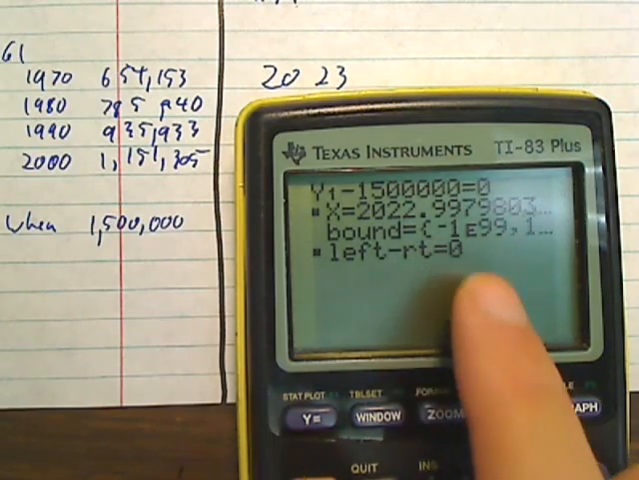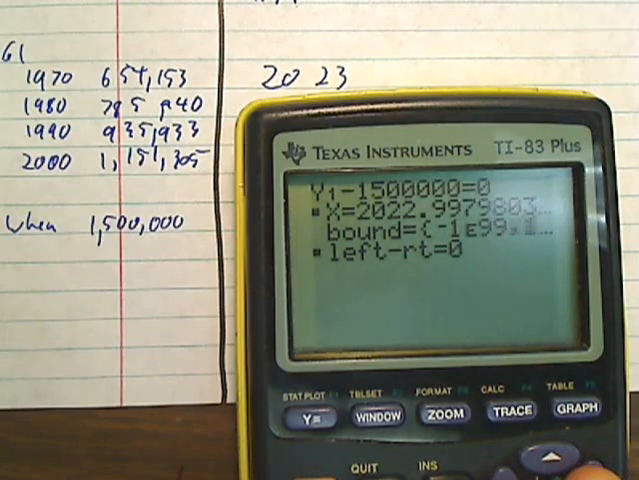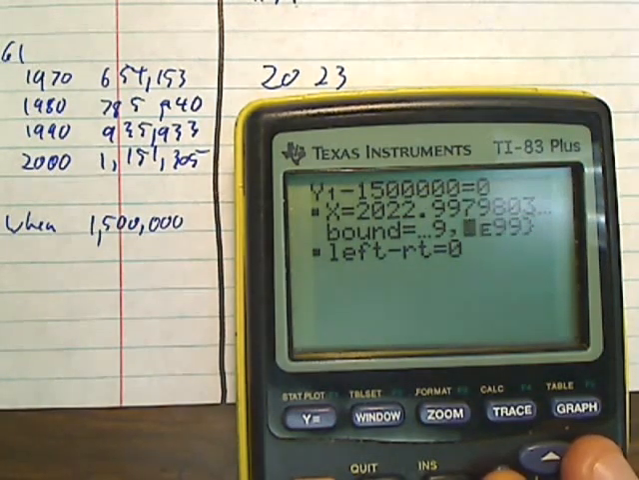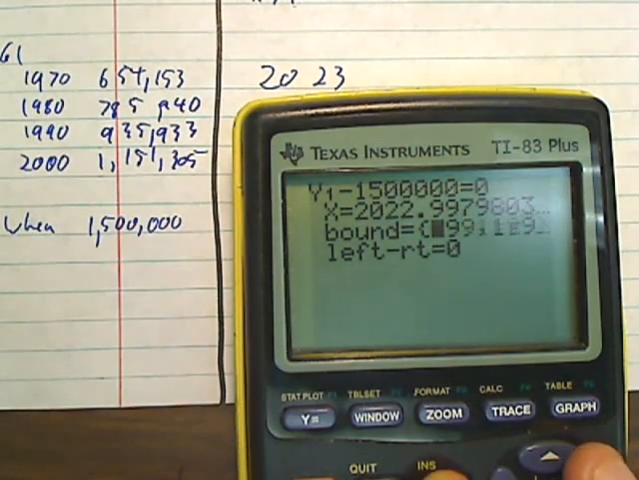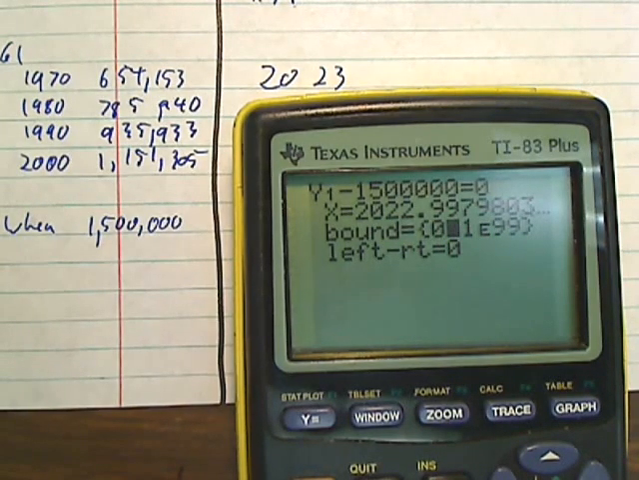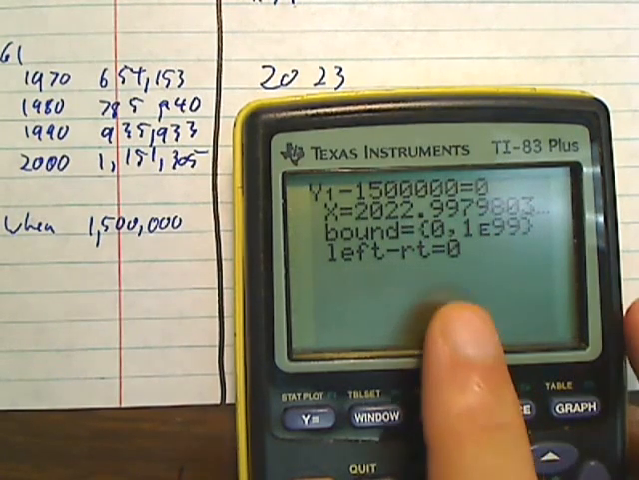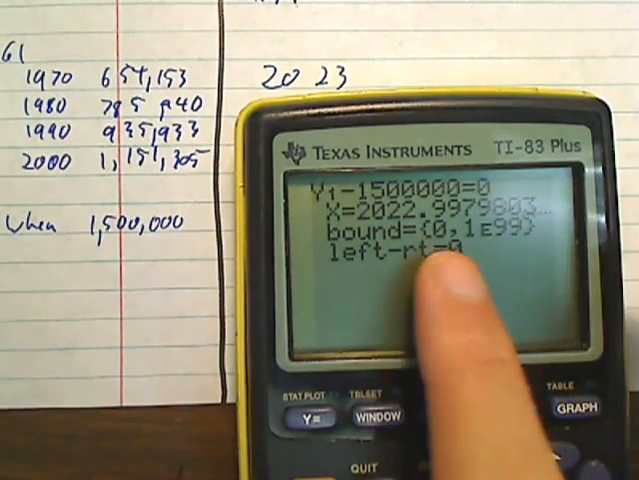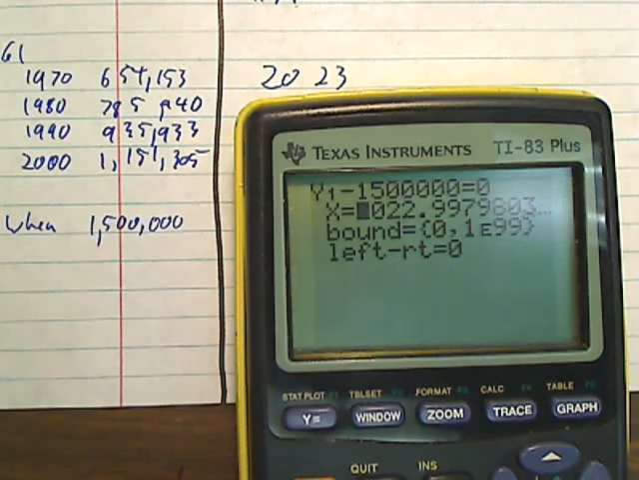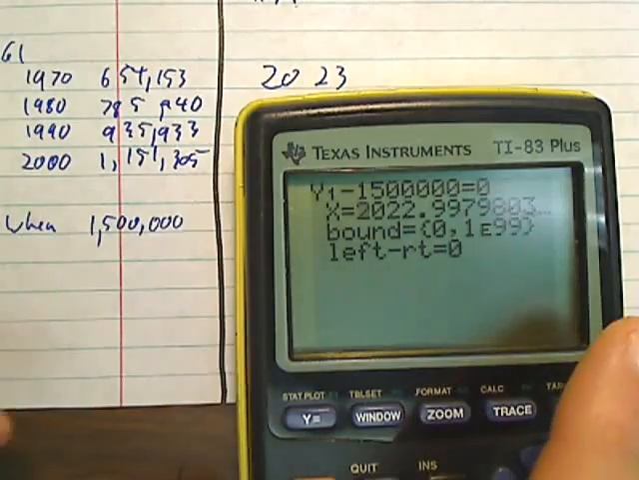That's why that's 0. You can set the boundary of the answers, but this is all numbers the calculator can handle. The calculator can go from negative 10 to the 99th power to positive 10 to the 99th power. If I just wanted positive numbers, I would make this 0 here. Then the calculator would only look for non-negative solutions. The boundaries give the calculator an idea of eliminating some answers, if that is appropriate. So that's just another way to do it in the solver.